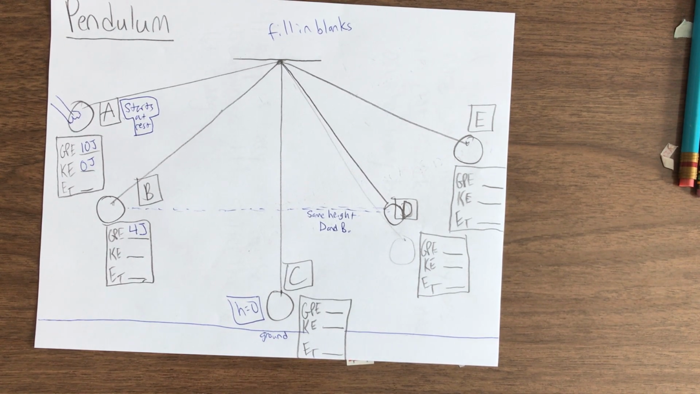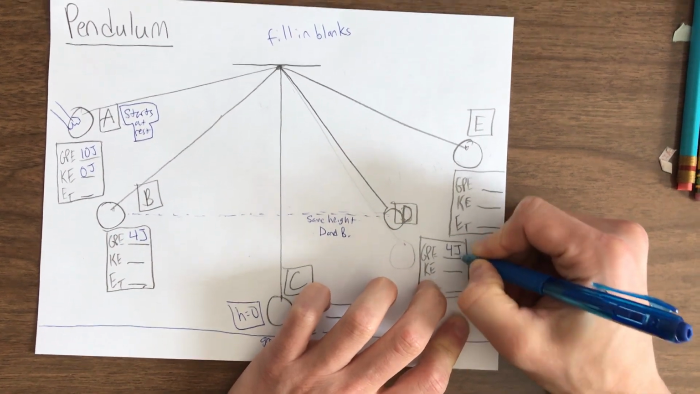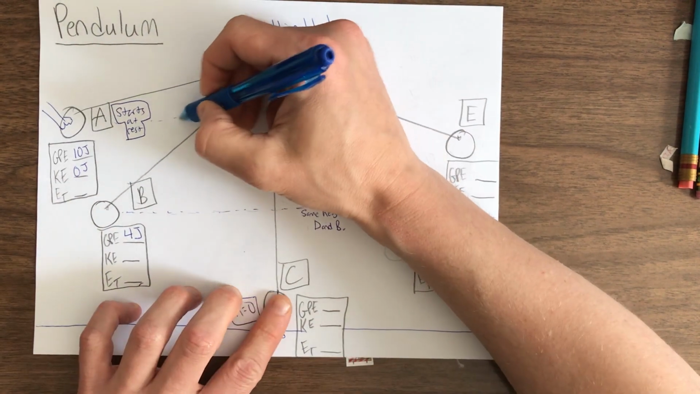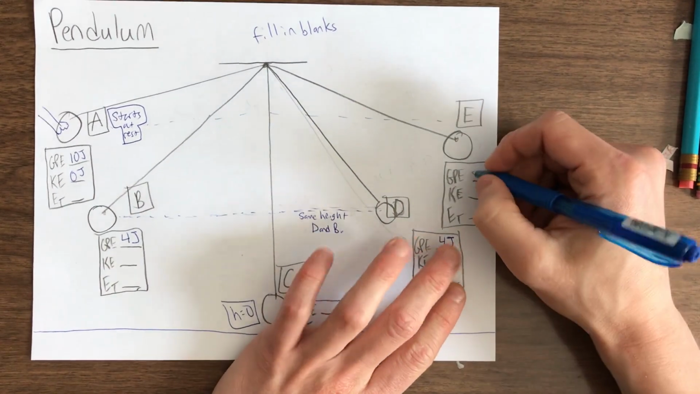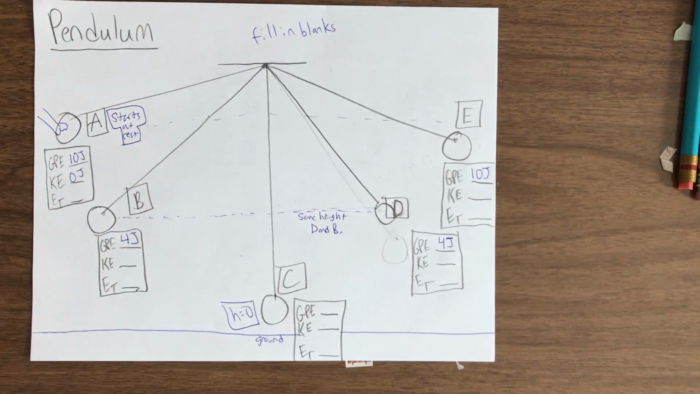And at letter D, it's at the same height, so it must have the same GPE. It's the same object at the same height. So that's going to be a GPE of 4 as well. Well, that same thing applies for A and E. We're going to say E is at the same height. So E is going to have a GPE of 10 as well, all right?